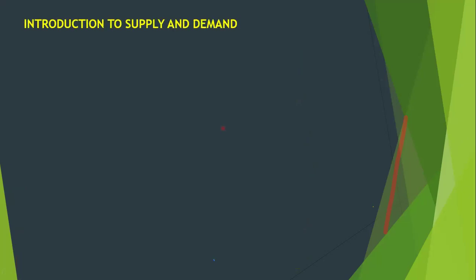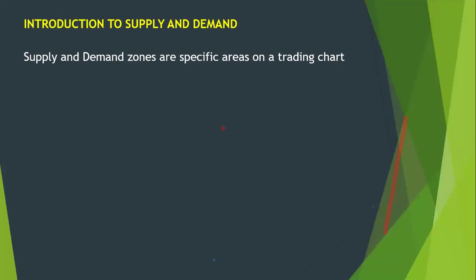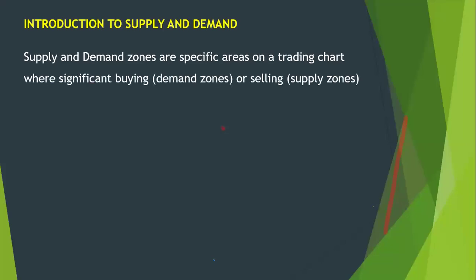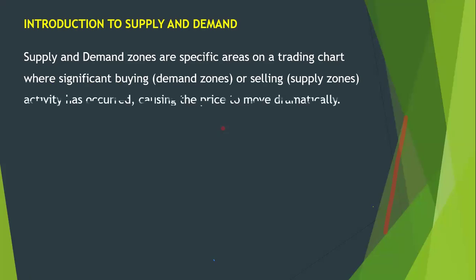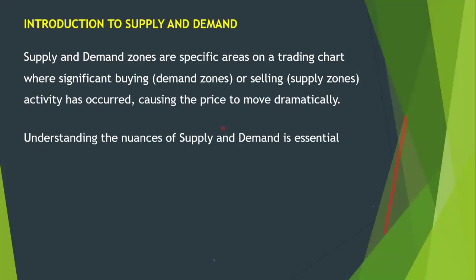So, introduction to supply and demand trading concept. So, what is supply and demand? Supply and demand zones are specific areas on a trading chart. This is where significant buying or selling activity has occurred, causing the price to move dramatically.